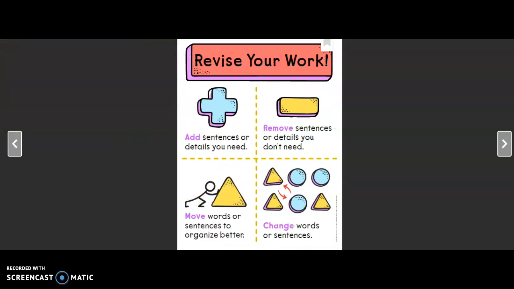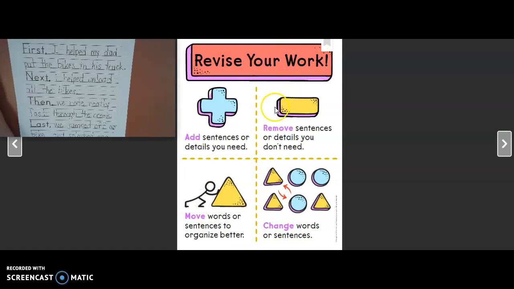So I'm going to show you another chart. This chart says revise your work, and it's just what we talked about. We can add sentences or details you need to make your story more interesting. You can remove sentences or details you don't need. You could also move words or sentences to organize it better, or you can change words around in sentences or even sentences around. This is what you do when you revise. So we want to make our story better.